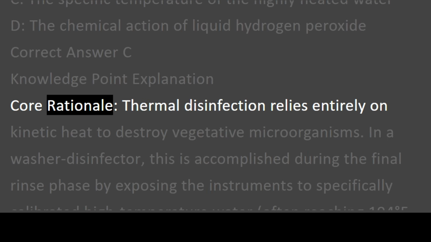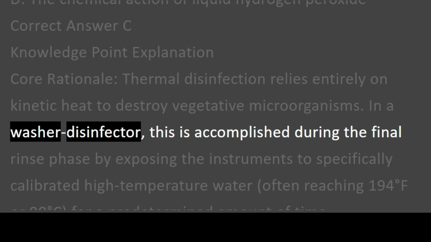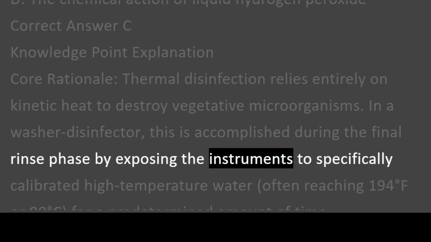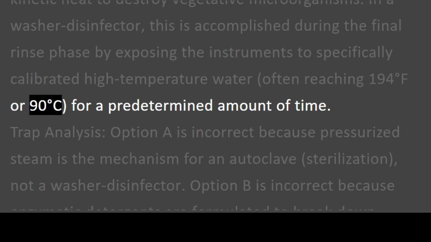Core rationale. Thermal disinfection relies entirely on kinetic heat to destroy vegetative microorganisms. In a washer disinfector, this is accomplished during the final rinse phase by exposing the instruments to specifically calibrated high-temperature water, often reaching 194 degrees Fahrenheit or 90 degrees Celsius, for a predetermined amount of time.